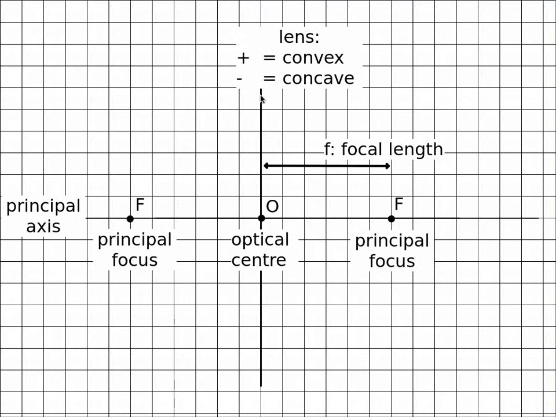First of all, the lens is represented by a vertical line. Plus for convex and minus for concave. Perpendicular to the lens is the principal axis. In the middle is the optical center, and to the left and to the right are the principal focuses. The distance from the principal focus to the optical center is called the focal length.